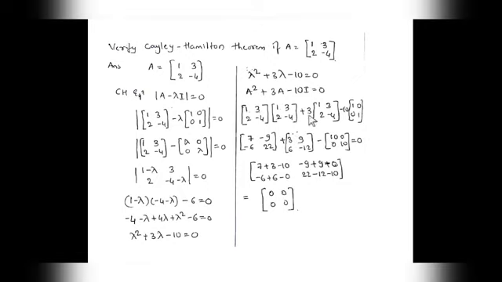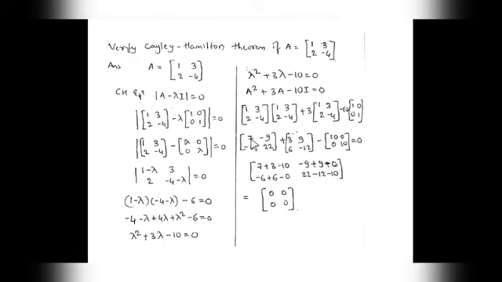I multiplied these two matrices. Plus 3, I have to multiply with each and every element of this matrix. 3 into 1 is 3, 3 into 3 is 9, 3 into 2 is 6, 3 into minus 4 is minus 12. Minus 10, I have to multiply with each and every element of this. 10 into 1 is 10, 10 into 0 is 0, 10 into 0 is 0, 10 into 1 is 10.